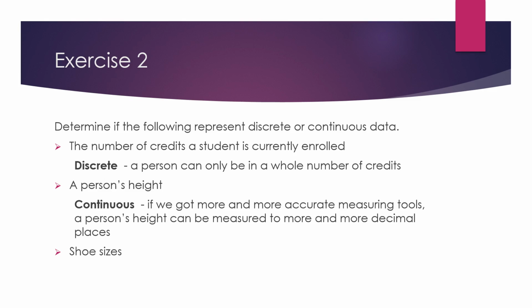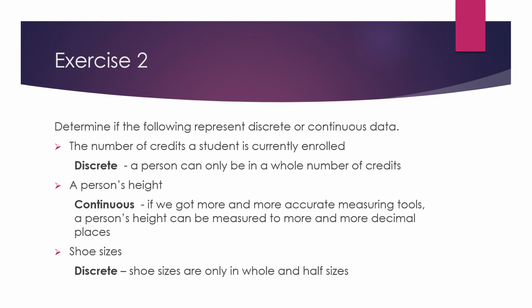Last example, shoe sizes. Shoe sizes come in whole and half sizes. So we have a serious limitation to the number of values that we can report. This is going to be discrete data because of that, only whole sizes and half sizes.